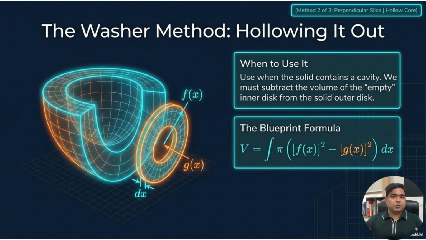This method is useful when a region between two curves is rotated around an axis, creating a hollow center. The simple memory rule is washer method equals outer disk minus inner disk.